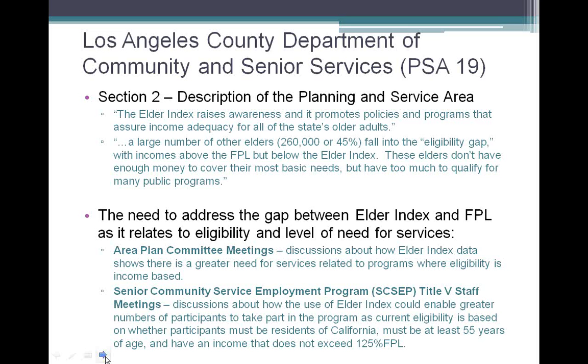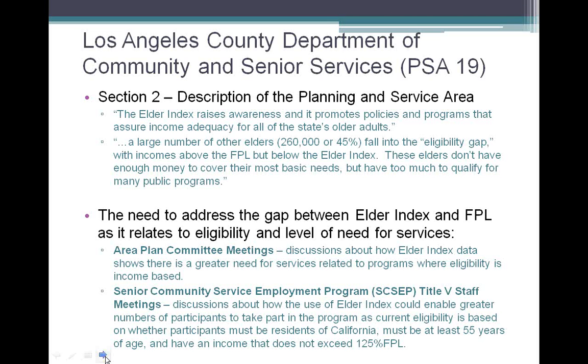And for PSA 19, the conversation around the Elder Index, and particularly the need to address the gap between the Elder Index and the federal poverty guidelines, has become part of a conversation that extends beyond just the service area plans. In the case of PSA 19, the discussions about how the Elder Index data shows a greater need for services related to programs where eligibility is income-based has been a part of area plan committee meetings that they've been a part of.